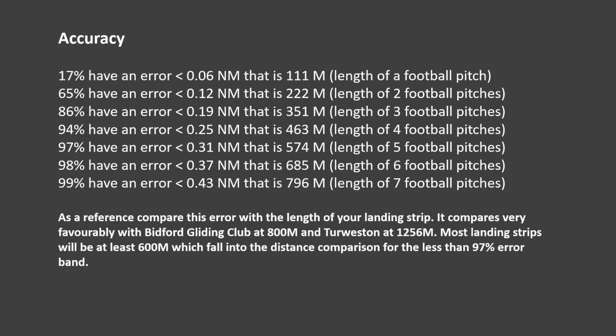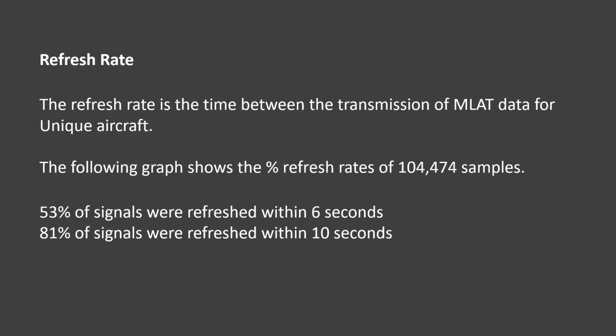From the data collected, we can see that 94% of the targets are within an accuracy of 0.25 nautical miles, which is the length of 4 football pitches, or the length of a long microlight airstrip. Use the length of your runway as a yardstick to how much the accuracy will affect your flying. Finally, there is the refresh rate. The refresh rate is the time taken from one transmission to the next. This takes into account all latency and SSR interrogation rates. The information that PilotAware has gathered shows that 81% of signals are refreshed within 10 seconds.